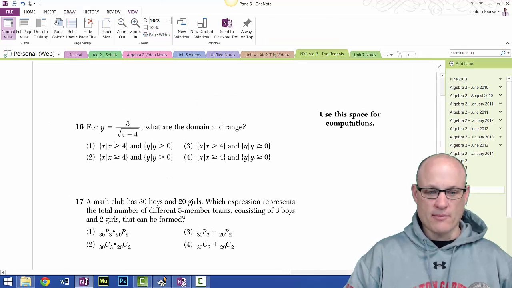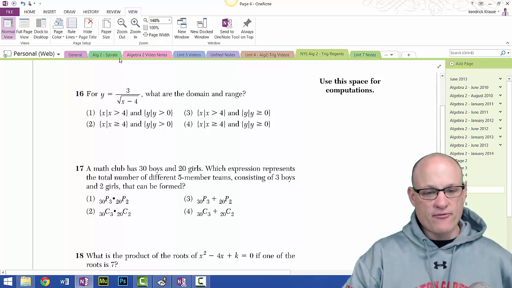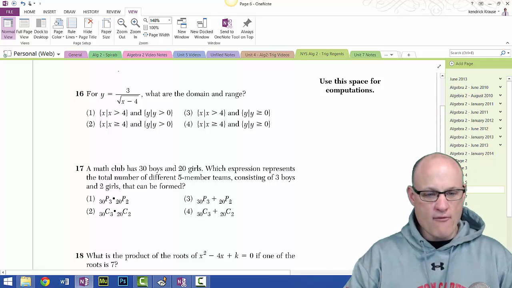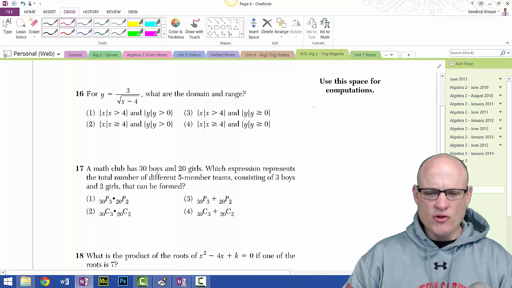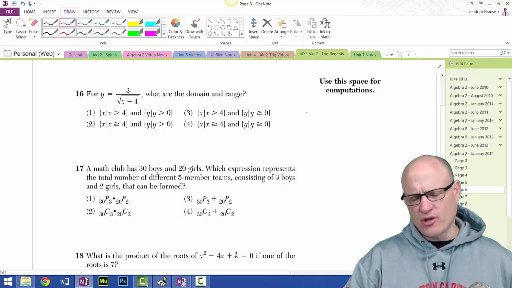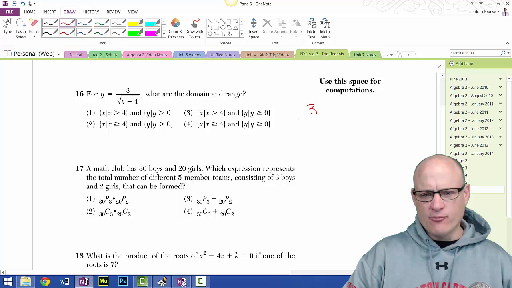I wish we would just automatically default to that. All right. Tough problem. Only the domain is really the tough part in this one. So there's 2 types of problems that we have issues with for domain. That is if we have a fraction.